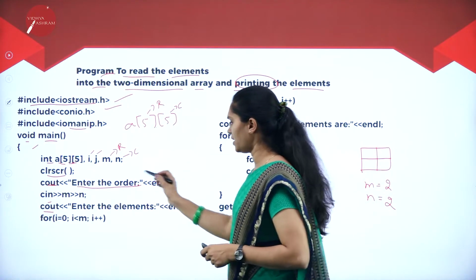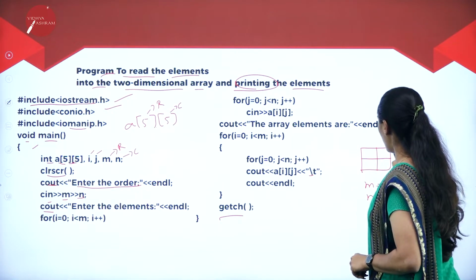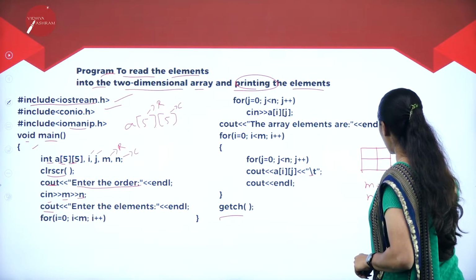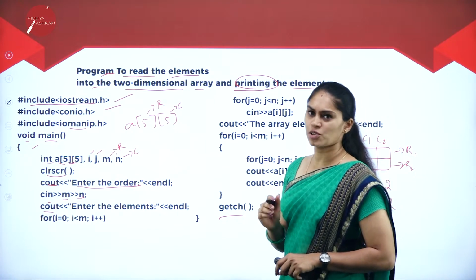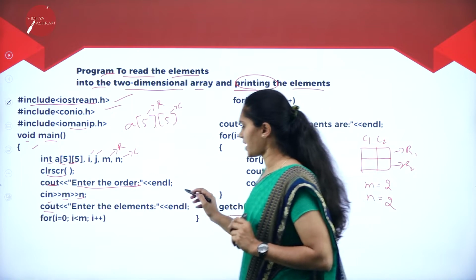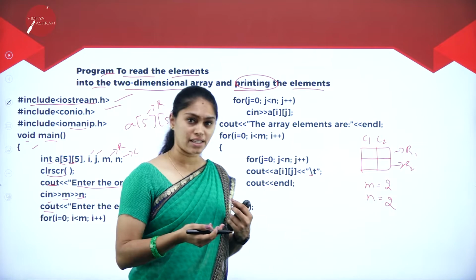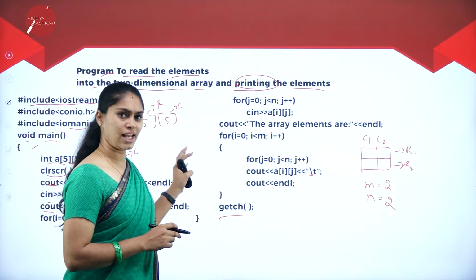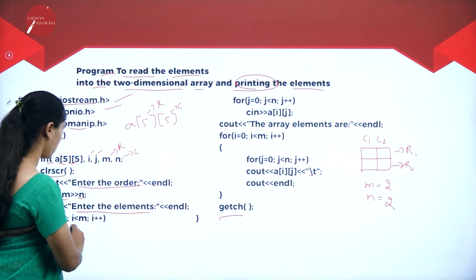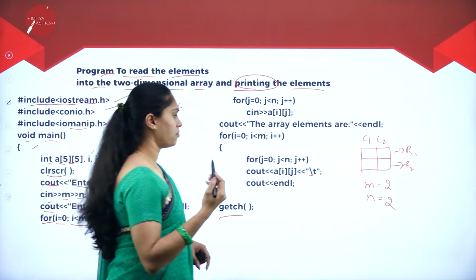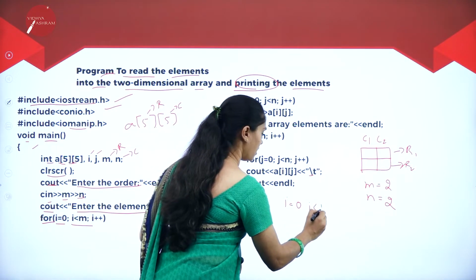So we are going to read the content into m and n. This represents number of rows are 2 and number of columns are 2. Next, enter the elements. I have taken the order. Now I have to enter the values of the elements of the array. That is what? Enter the elements, for loop. i = 0, i < m, i++. Let me consider i = 0, i < m.